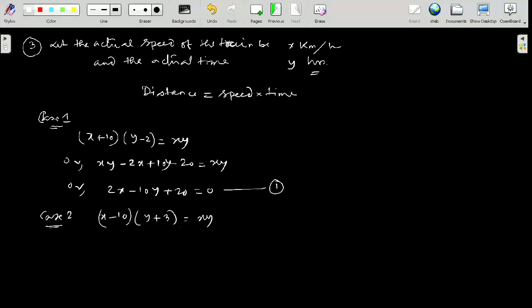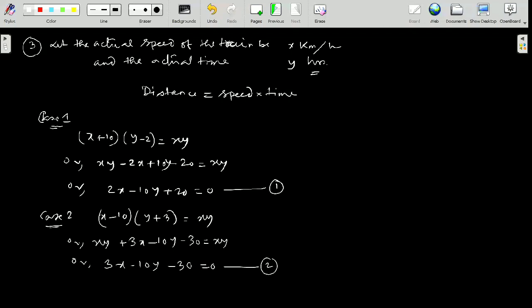Okay. So again you calculate, you will find here xy on the left, xy plus 3x minus 10y, 3 into 10, that is minus 30 is equal to xy. From both sides you cancel xy and get 3x minus 10y minus 30 is equal to 0. This is equation number 2.